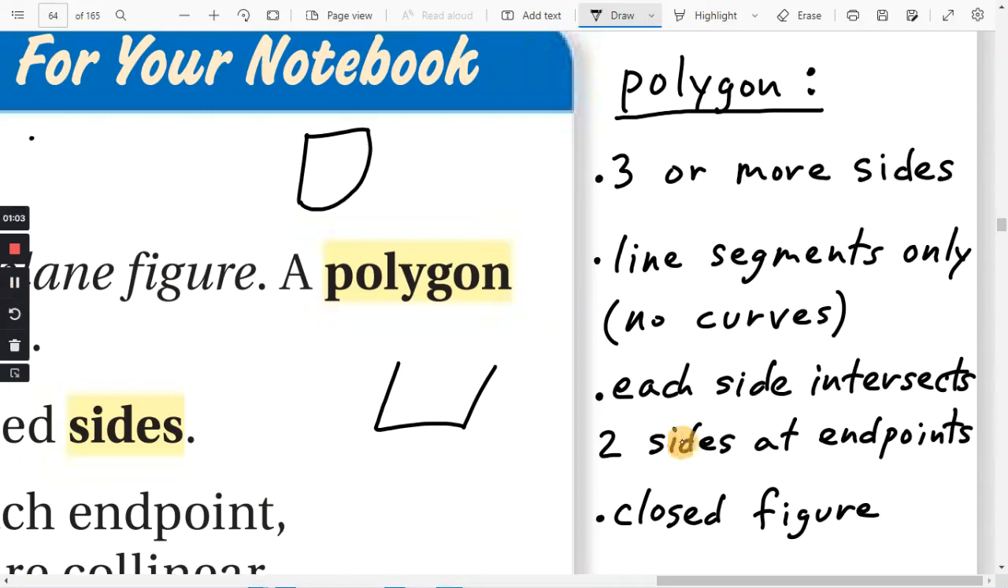As far as each side intersecting two sides at the endpoints, if you drew something that resembled a house, that would be a polygon. But if you took an additional line and drew it like that, I'm pretty sure that's not considered a polygon, because now you have a side that intersects this side, and it also intersects that side as well. So it has to intersect exactly two sides.